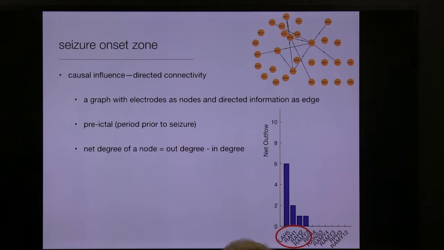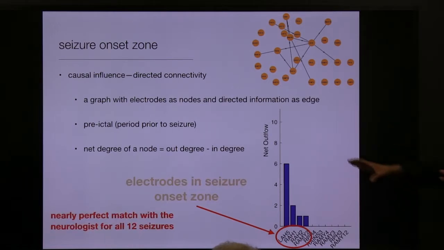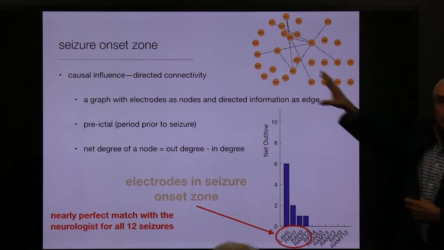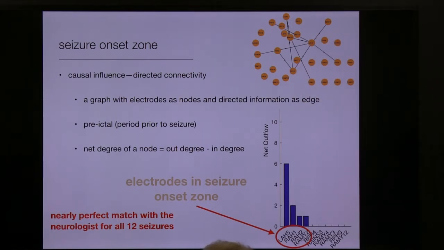The best thing you could do at the moment is check that with your favorite neurologist and see whether that agrees with the neurologist's perception, because they're very experienced in understanding seizures and seizure onset. That's what we have decided. And it turns out that this feeds into the second part of the work, because we know that some of these electrodes are involved in seizure, and now we know that a few of them are responsible for the onset of the seizure.